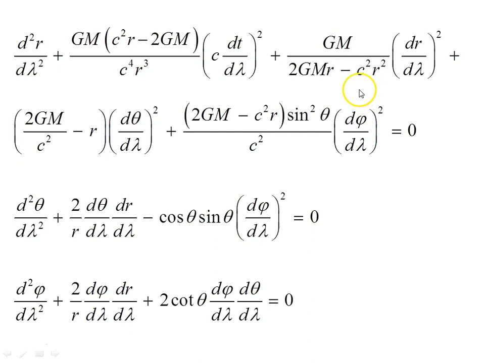Next one. The next geodesic equation, the second one, and the third one, and then the fourth one. The coordinates run from 0 to 3. Same thing here, you have t, r, theta, phi, and you have an equation for each one of those coordinates.